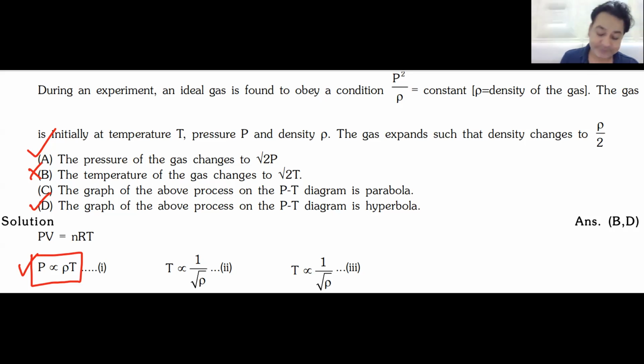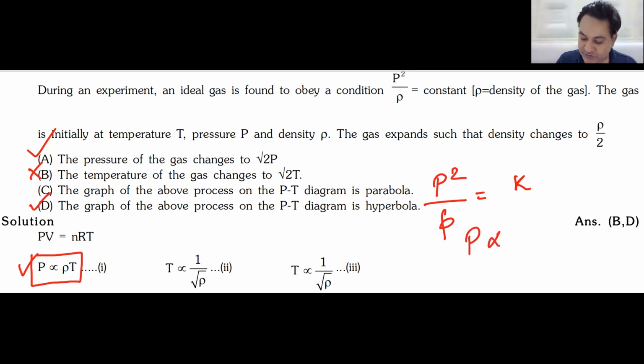Yes or no, bacha? Sir, how does pressure change, sir? Temperature changes, na, sir? Chill, chill, chill. P square by rho is a constant. Yes or no, mere bacche? Yes, sir.